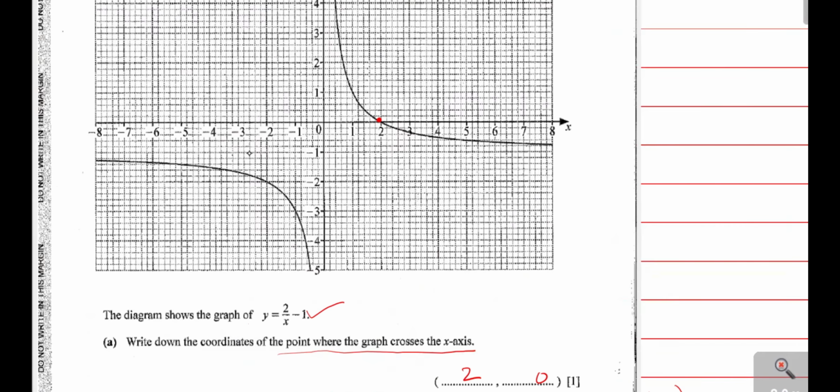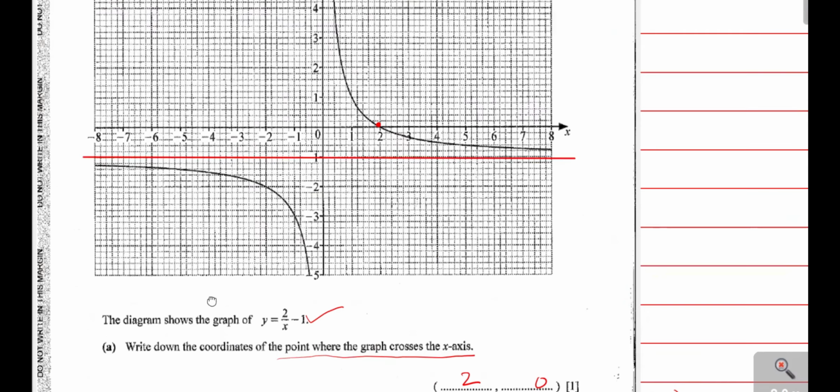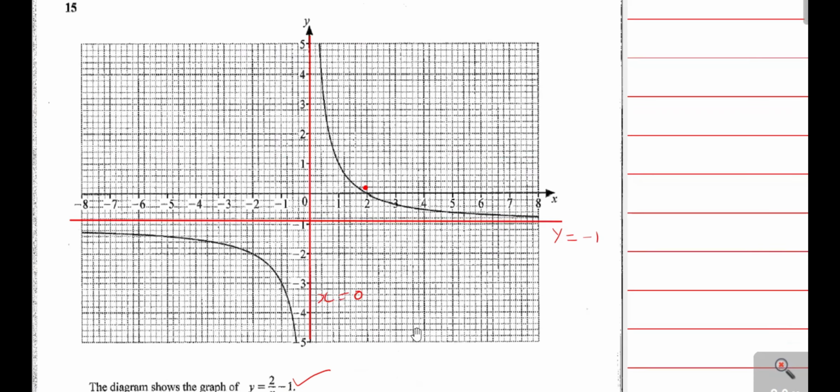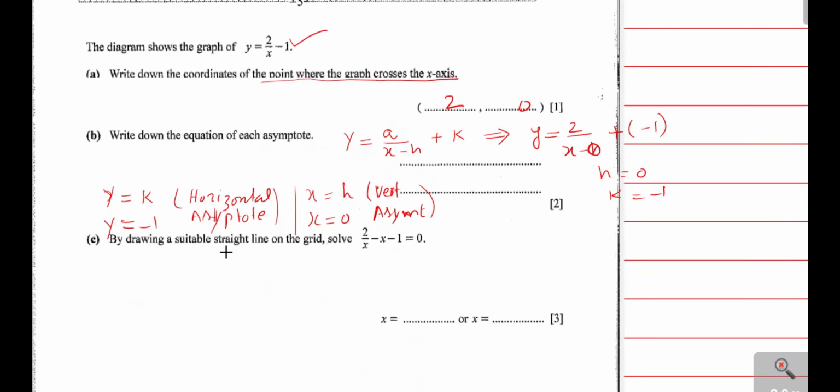This is the line y equal to minus 1. This is the horizontal asymptote, and the vertical asymptote line is x equal to 0. We write these equations here, y equal to -1, x equal to 0. These are two asymptote equations. Now we move to the next part of this question.